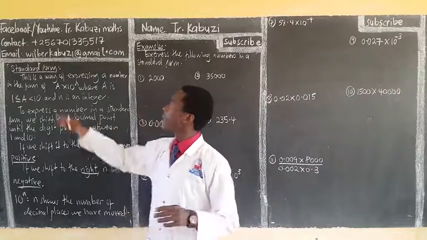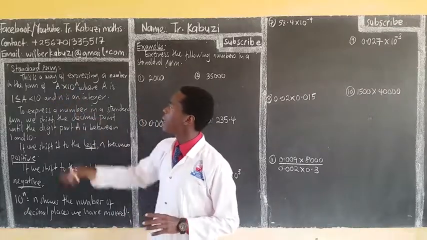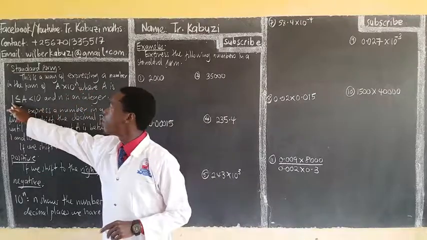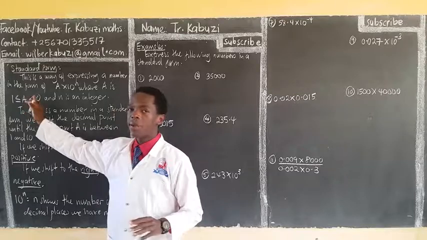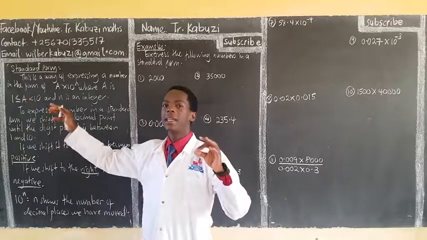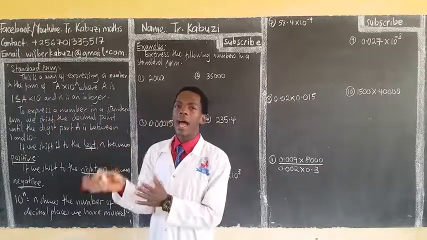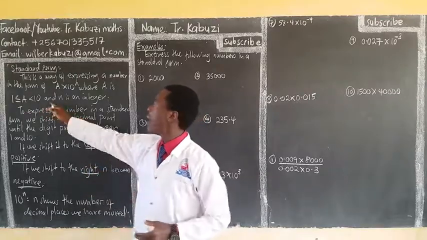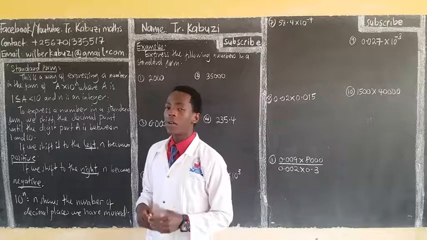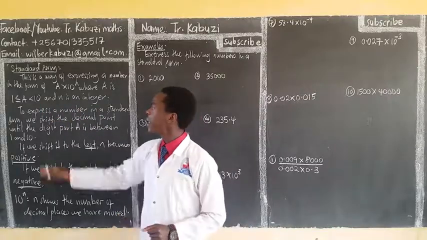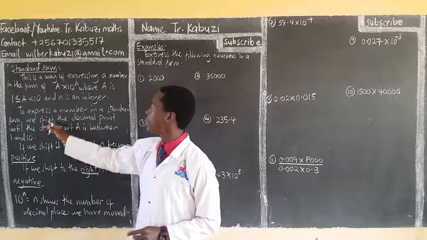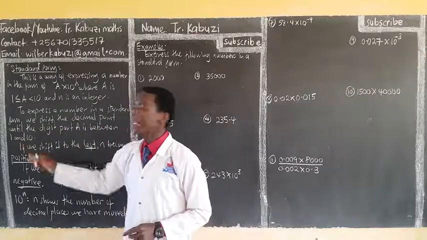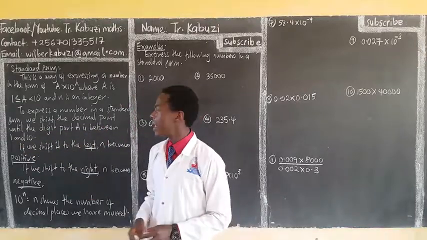So this is a way of expressing a number in the form a times 10 power n, where a is a number between 1 and 10. It can be 1, but it can't be 10, since it's below 10. And n is an integer. Of course, you know integers, they are all numbers. To express a number in standard form, we shift the decimal point until the digit part is between 1 and 10.